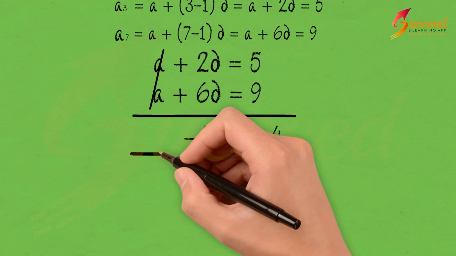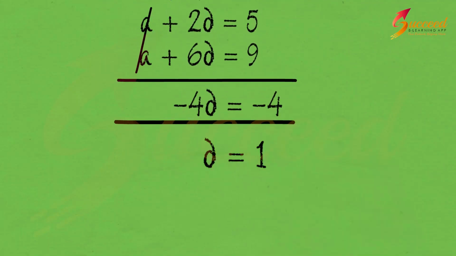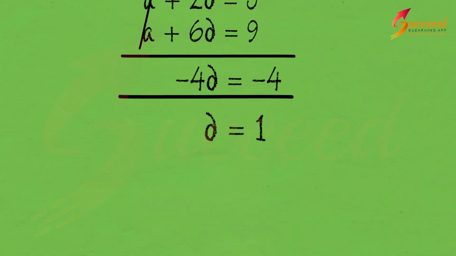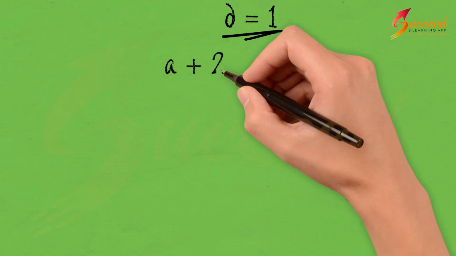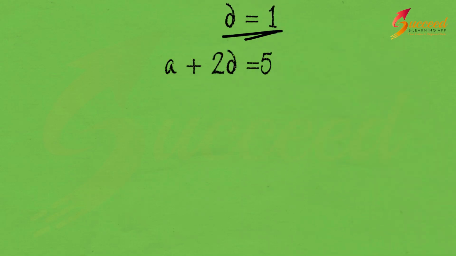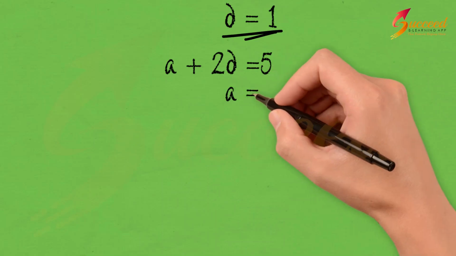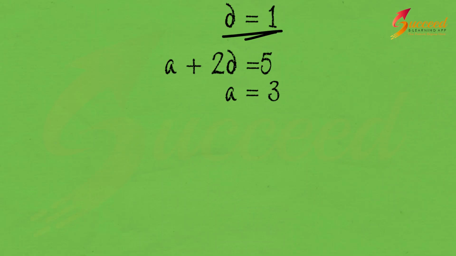Then we arrive at the equation d is equal to 1. Now, you can substitute this value of d in any one of these equations. I am substituting it in a plus 2d equal to 5. So, now I get the value of a as 3. So, now we have the value of a as 3 and d as 1.